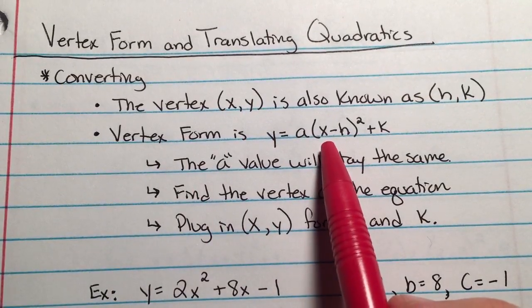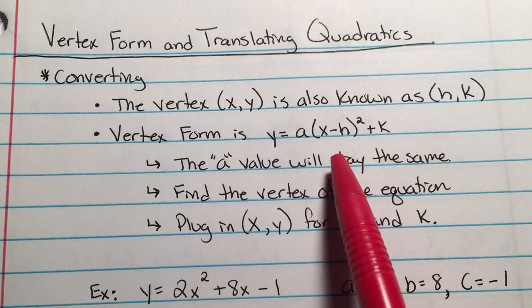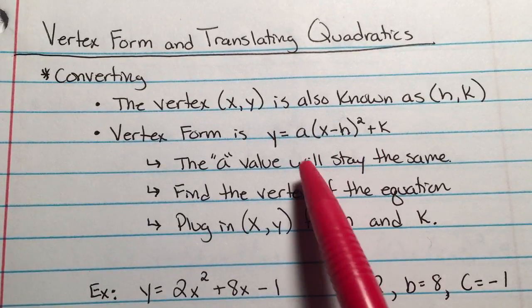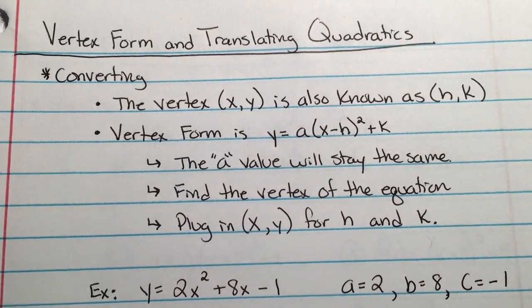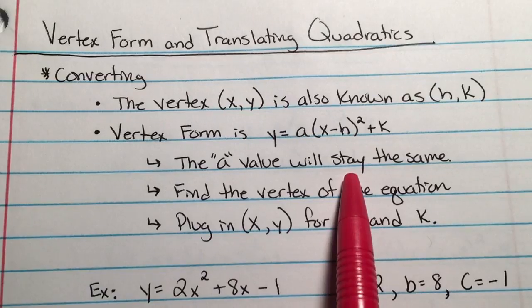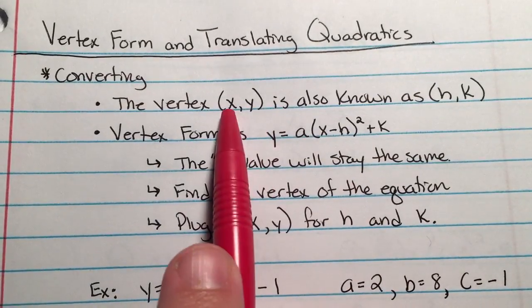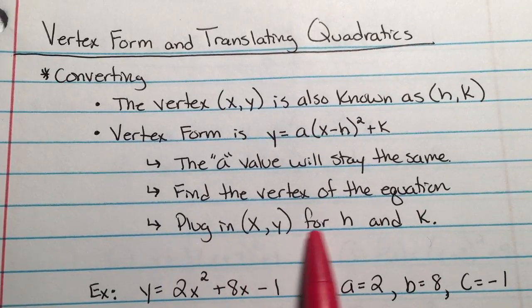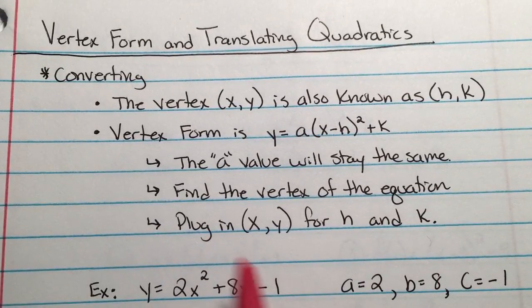Here's the vertex form. This is the parent function of vertex form. And parent function just means this is the generic function without any numbers plugged in yet. Okay, so the a value actually won't change. Whatever the a value was in the beginning, it's going to stay the same. The vertex, the x and y, which is also the h and k, you're going to go ahead and plug that in for the h and the k value, whatever your vertex comes out to be.